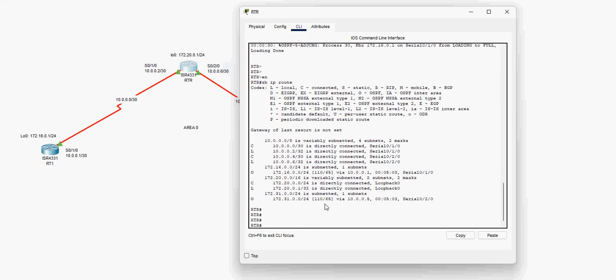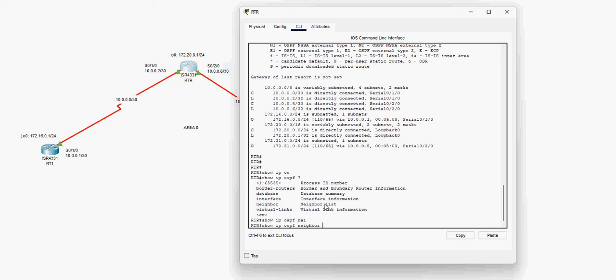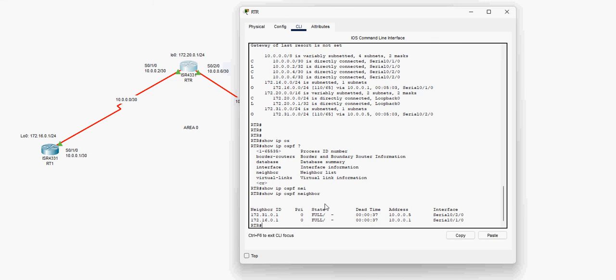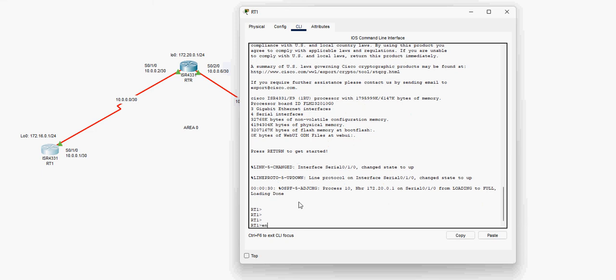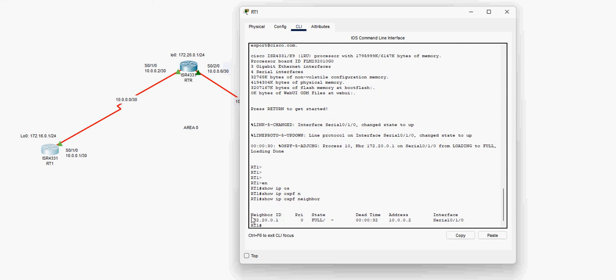So from here, I will be able to see all the OSPF information available on Cisco Packet Tracer, for example, the neighbors. So these are the neighbors. How many neighbors do we have? RTR has two neighbors. If you go to RT1, definitely RT1 will show that it has one neighbor only, which is identified through its loopback interface IP address. As I said, if you have many loopback interfaces on a router, OSPF will identify the router by the highest IP address assigned to the loopback interfaces.